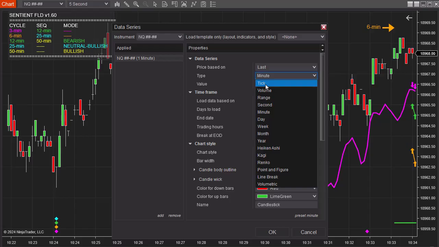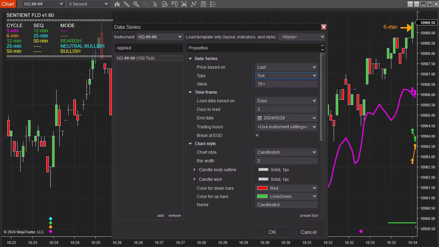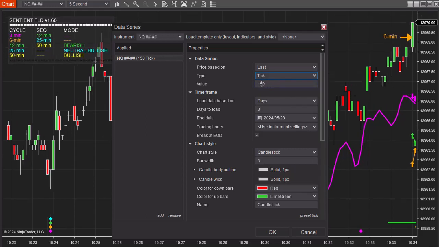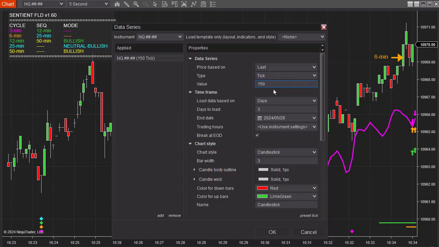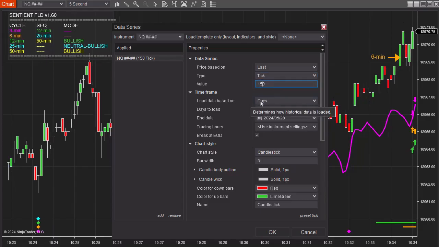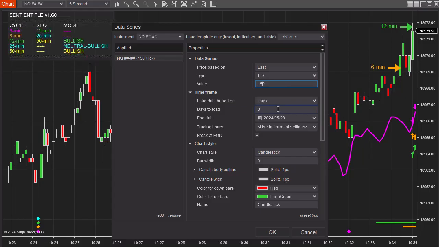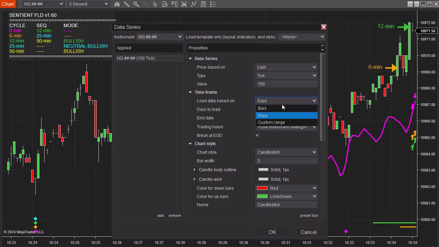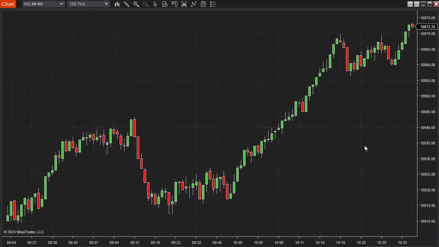Let's quickly create a tick chart. By default, NinjaTrader has selected a value of 150 ticks. We will leave that as the default value. It is going to load 3 days worth of data. You could leave that. I'm actually only going to load 1 day's worth of data. Let's click on OK. And here is our 150 tick chart. So it looks very much like a time-based chart, and of course it still has the time scale at the foot of the chart. But if you take a look at the time scale, you will notice that the time intervals are not exactly the same.